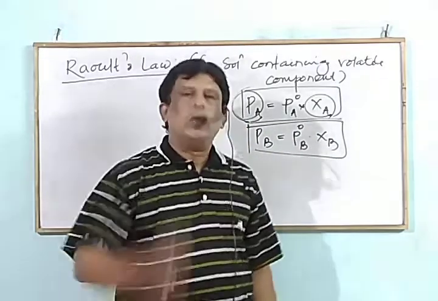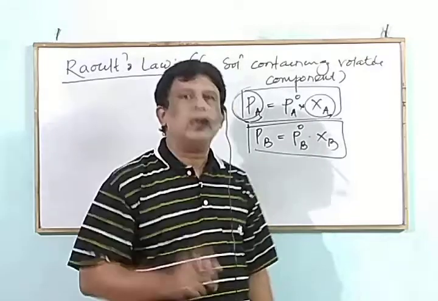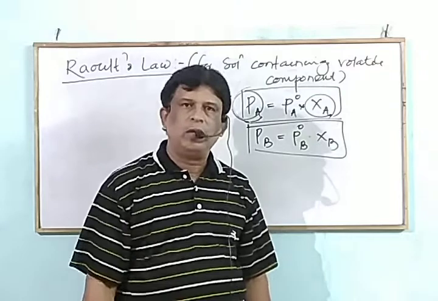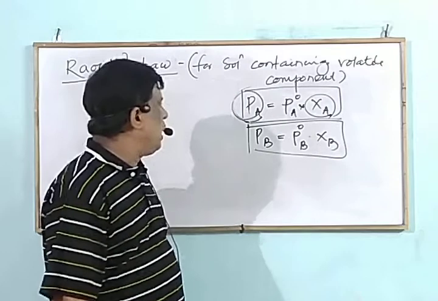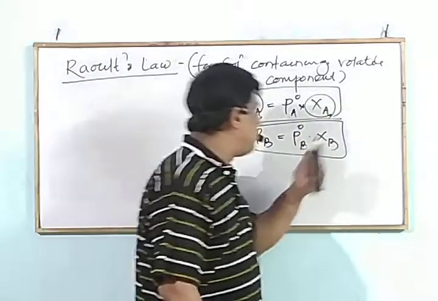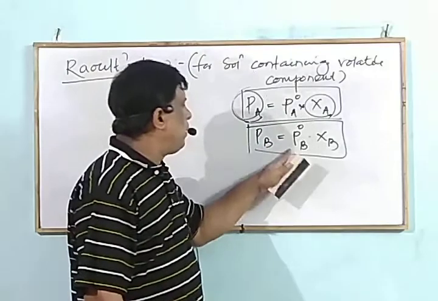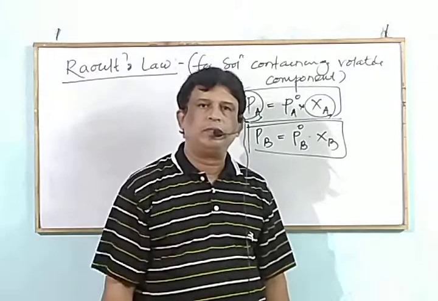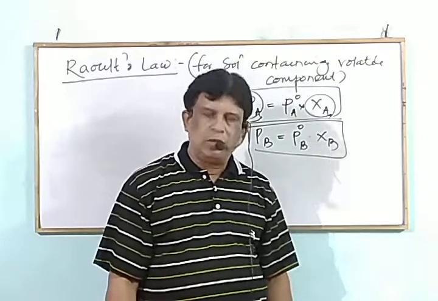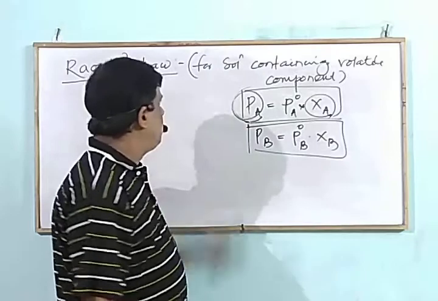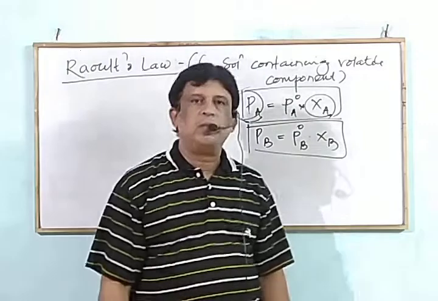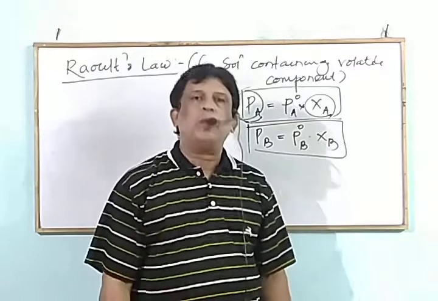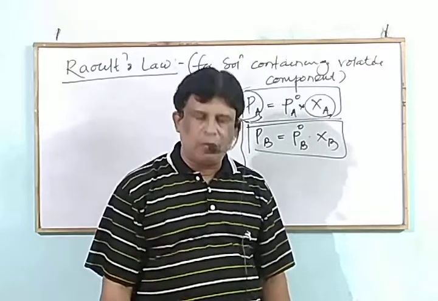I repeat again, where A and B are two miscible volatile liquids, PA and PB are their partial pressures, XA and XB are the mole fractions, P naught A and P naught B are their respective vapor pressures in the pure form. This is known as Raoult's law for solution containing volatile component. Next we discuss Raoult's law for solution containing non-volatile component.